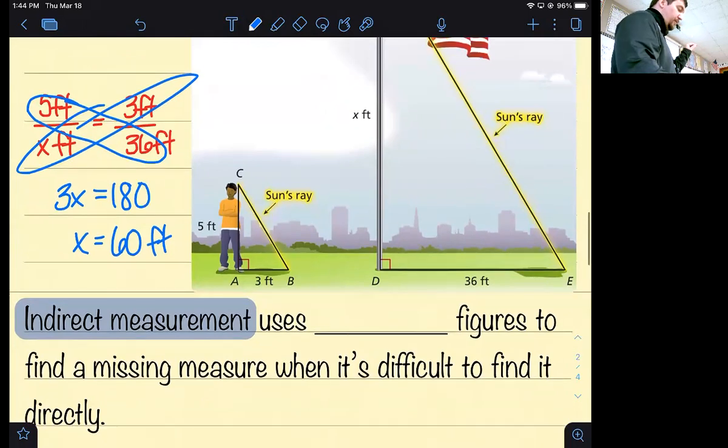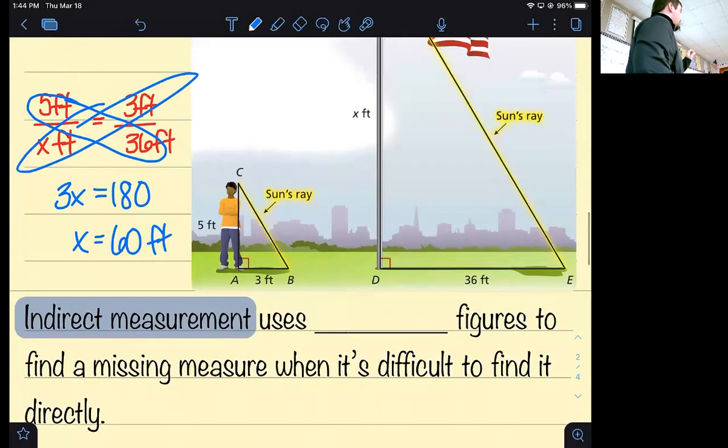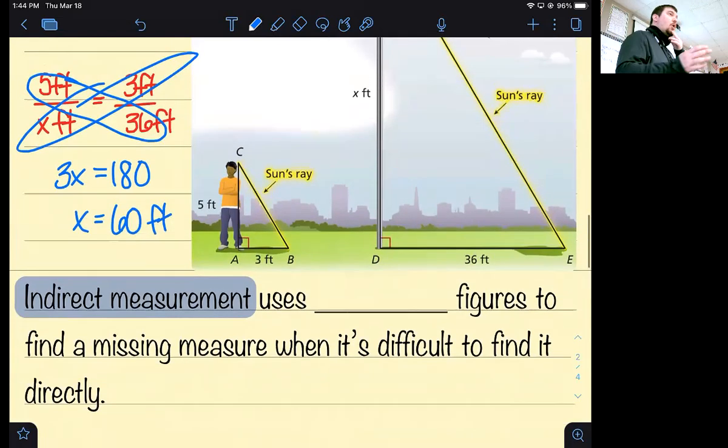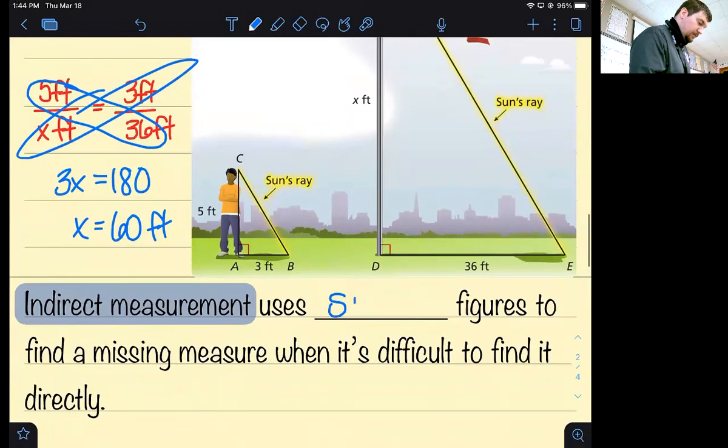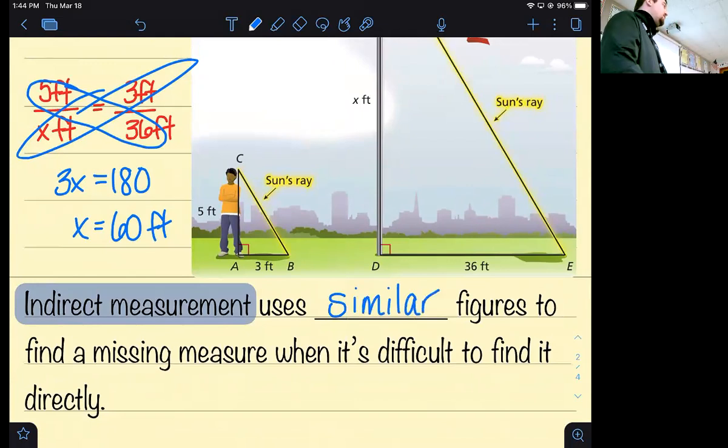No, you could do 3 over 5 and then 36 over X, not 16, but 36 over X, you could do. So this is called indirect measurement. And indirect measurement uses similar figures to find missing measures when it's difficult to find them directly.